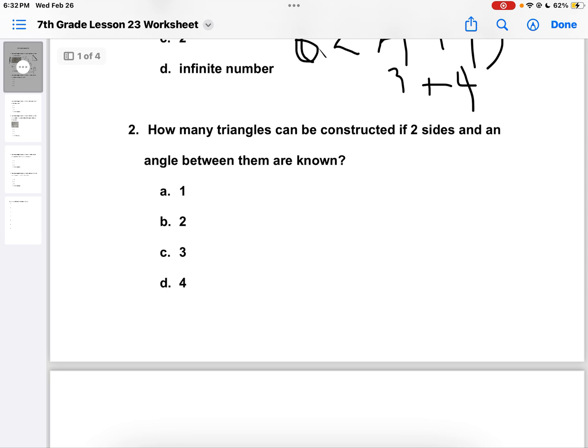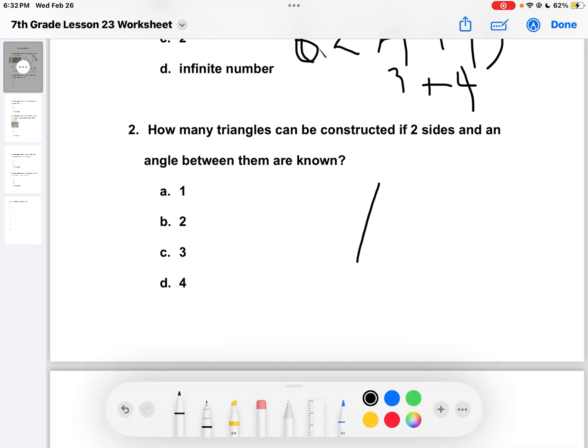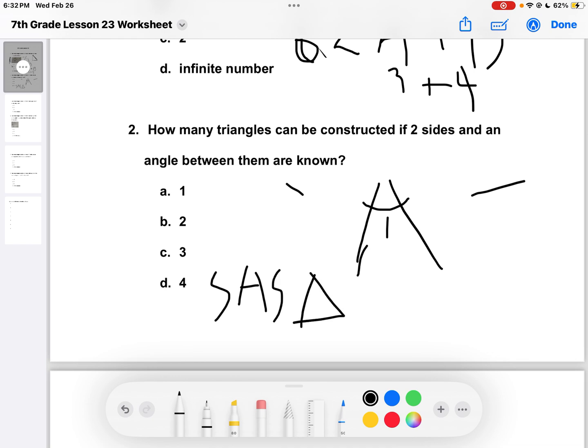Number 2, how many triangles can be constructed if 2 sides and the angle between them are known? So if we know this side and this angle, this is known as the side angle side triangle. Using this, we know there's only one specific triangle. Why? Because let's say this is 5, this is 3, and this is 60 degrees.